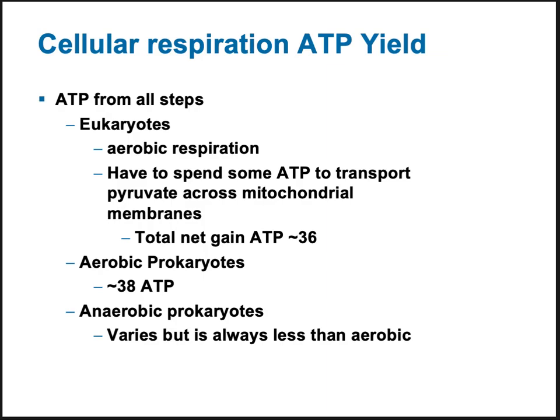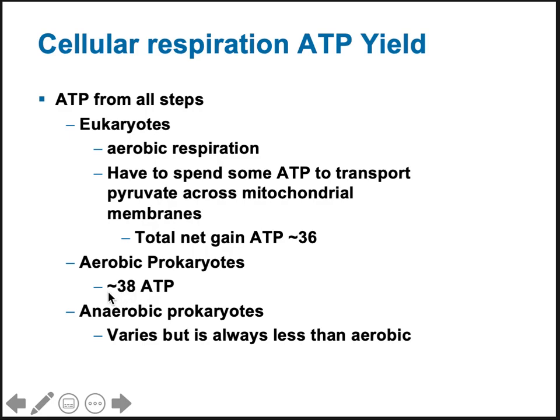Okay, so cellular respiration yield in all of the steps combined for eukaryotes going through aerobic respiration, you will have a total net gain of 36 ATP. Okay, you have to spend some ATP to transport the pyruvate across the mitochondrial membrane. And so that's why you'll see that prokaryotes have a theoretical yield of 38 ATP because they don't have to expend energy to transport pyruvate.